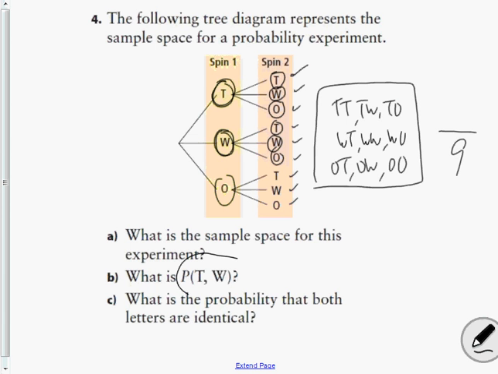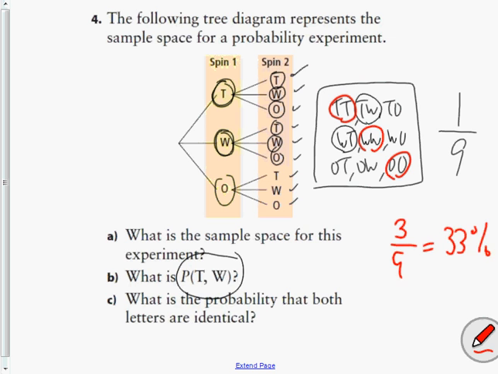And of those, the one that is tails and W in that order, there's only one. Now, some might argue that this is also a tails W, but it's actually W tails, which is the opposite of it. But if it was in any order, you could say 2 out of 9 if you didn't care what the order was. And finally, the probability that both letters are identical. We have 1, we have 2, and we have 3. 3 out of 9, which is 33% probability. 33 1/3.